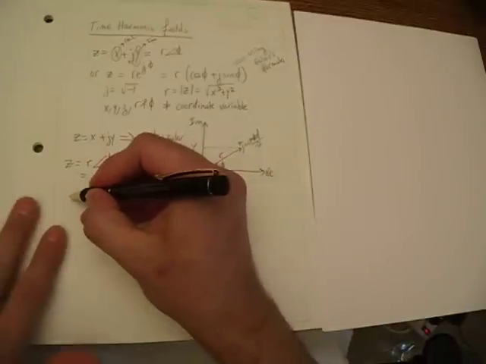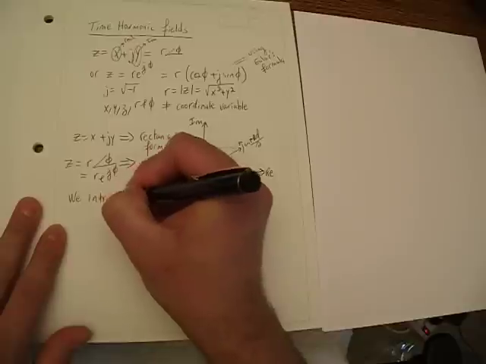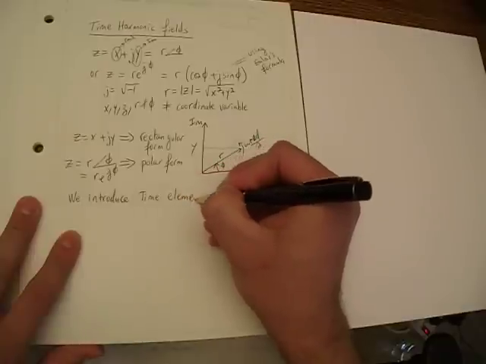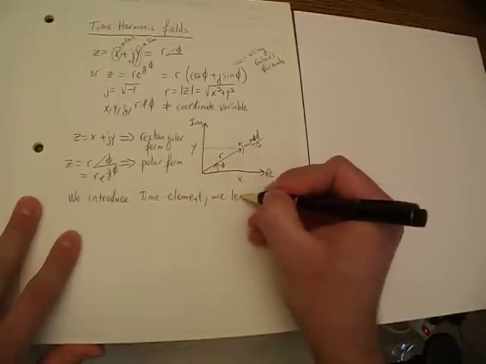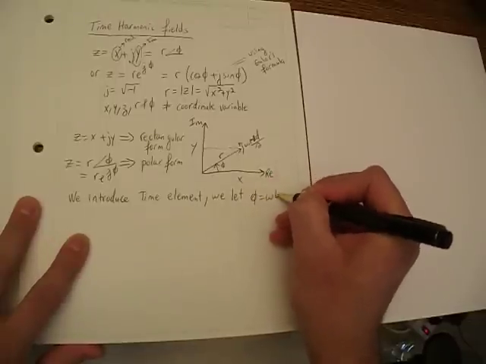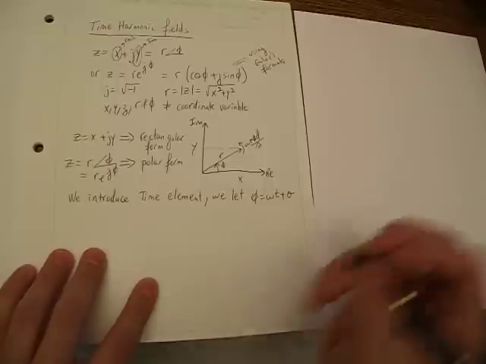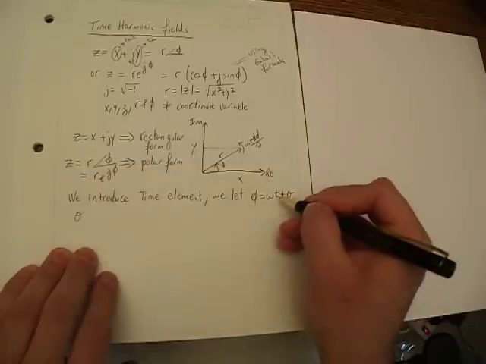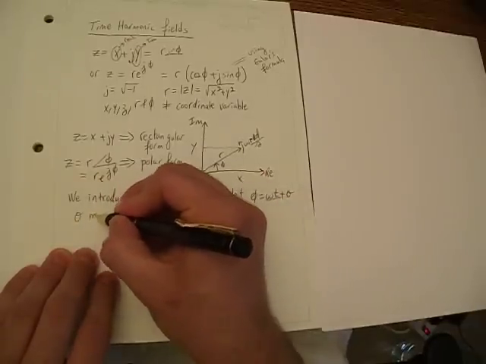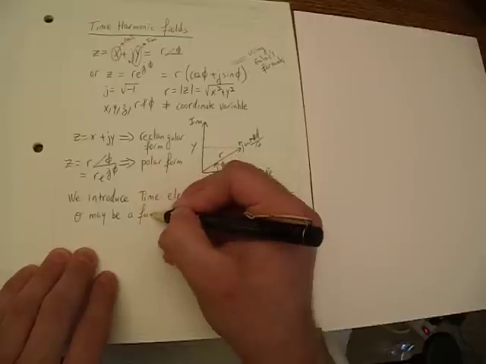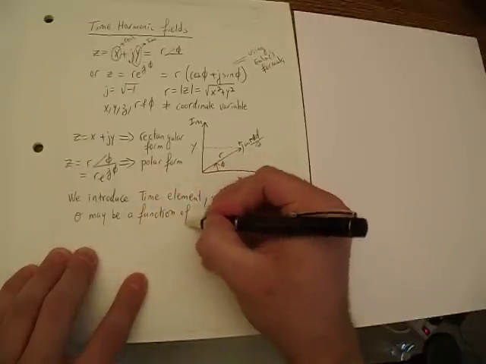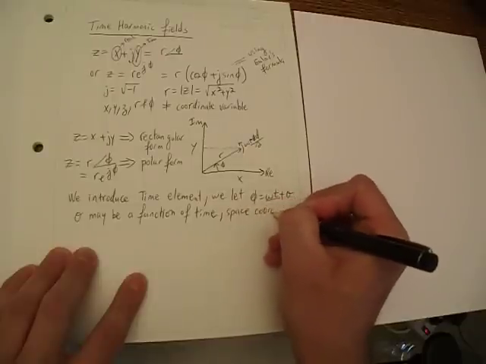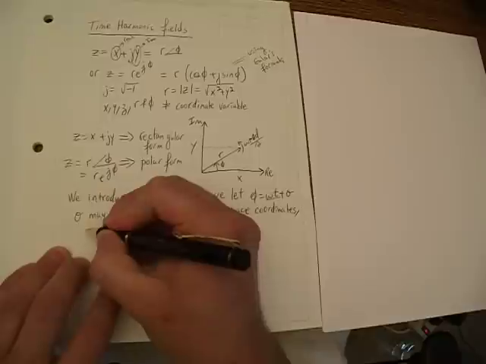Now if we introduce a time element, by letting phi equals omega t plus theta, where theta can be a function of time, space coordinates, or even a constant.